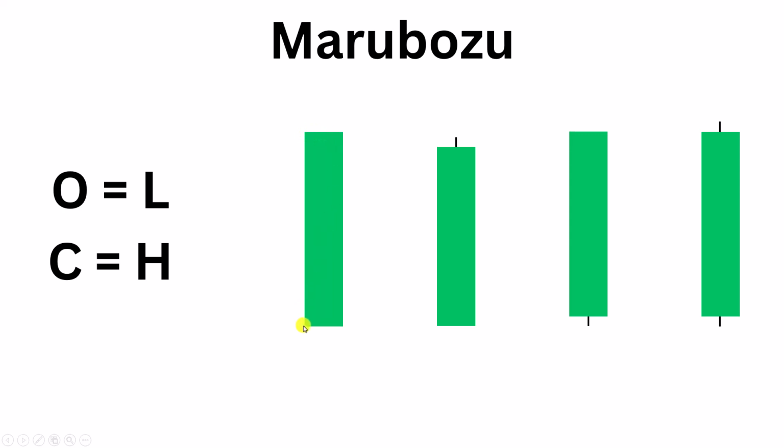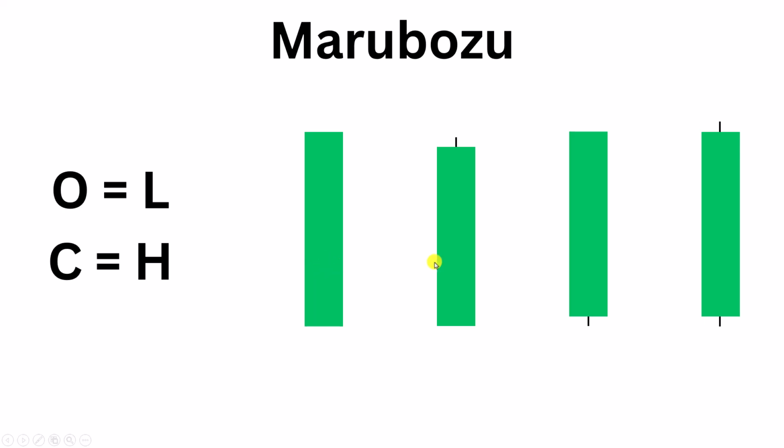The sellers were not able to move the price below the opening price, and here they were not able to move it down. This is what we can understand by a green Marubozu candle, that the buyer sentiment was very strong.